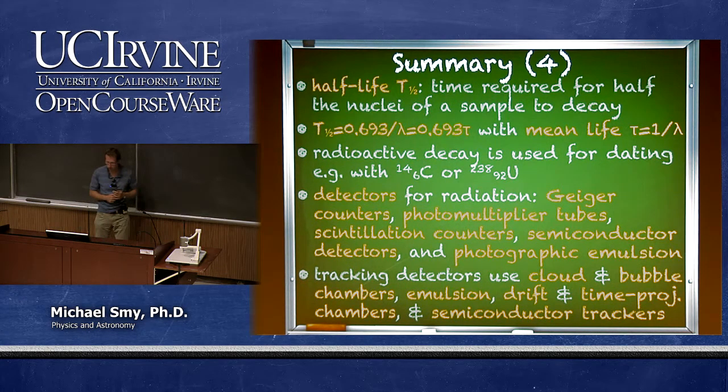Radioactive decay is used for dating, so for example with carbon-14 or uranium-238. And there are multiple detectors for radiation: Geiger counters, photomultiplier tubes, scintillation counters, semiconductor detectors, and photographic emulsion. Some of those are able to track, for example, cloud and bubble chambers, photographic emulsion, drift and time projection chambers, as well as semiconductor trackers.